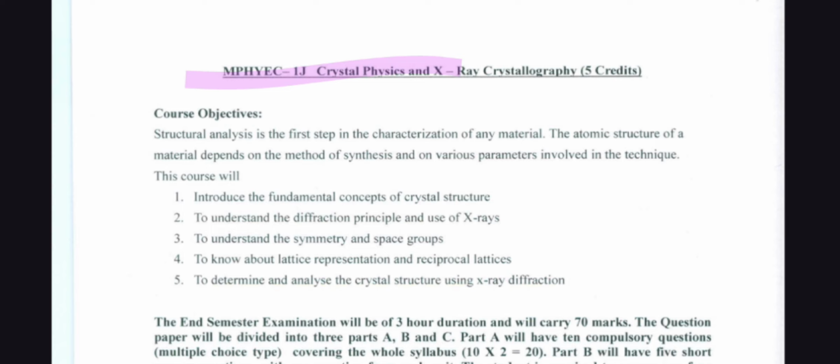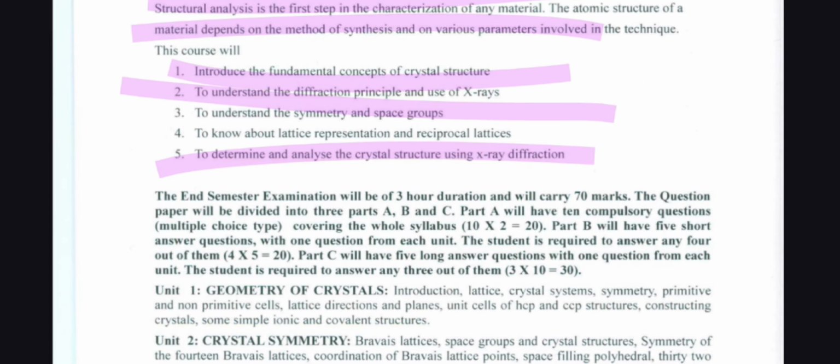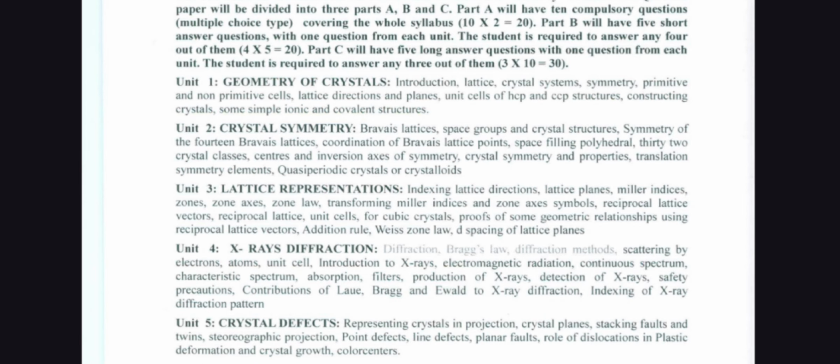M.Sc. Physics, J: Crystal Physics and X-ray Crystallography, credit 5. You read this and come to the first unit, chapter first. The first unit is geometry of crystals: introduction, lattice, crystal systems, symmetry, primitive and non-primitive cell, lattice direction and plane, unit cells of CCP structure, constructing crystals and some simple ionic and covalent structures.